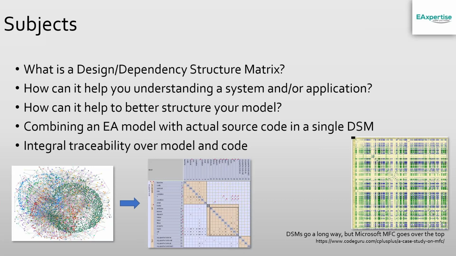I will also show you how you can use dependency structure matrices for better structuring of applications and or your EA models. And I will show that you can combine EA models with your actual source code in a single dependency structure matrix. And one of the advantages of that is that you have an integral traceability over your model as well as your code.